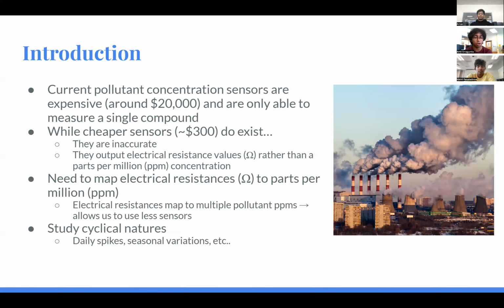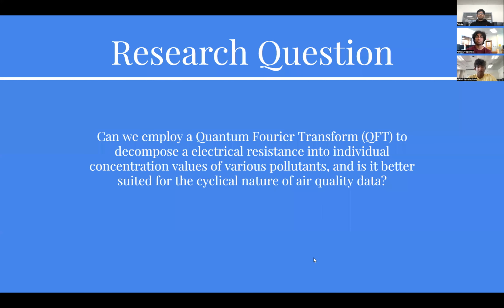For example, early morning spikes in air quality due to traffic and commuting to work, and also variations between seasonal differences such as winter and summer. So our research question was, could we employ a quantum Fourier transform or QFT to decompose an electrical resistance into individual concentration values of various pollutants? And is this process better for the cyclical nature of air quality data?